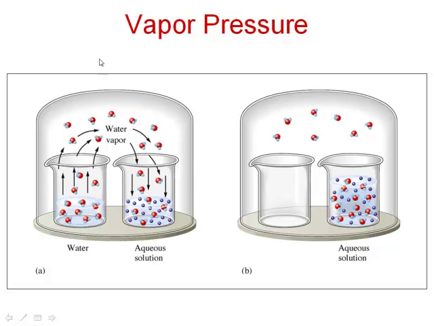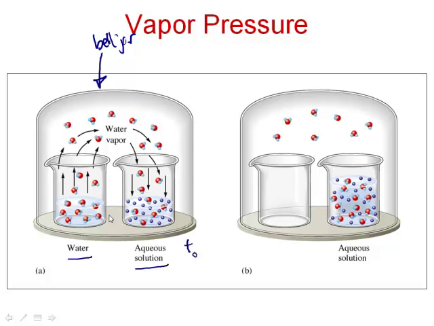Here we have two pictures. Here on the left, okay, let's look at this one first. What we have here is two beakers filled with liquids that are put inside a bell jar. Okay, this is called a bell jar. The beaker here on the left is just pure water, and on the right we have an aqueous solution. And initially at time 0, these both have the same level of liquid in each of the beakers.